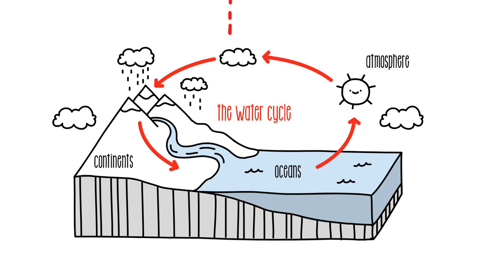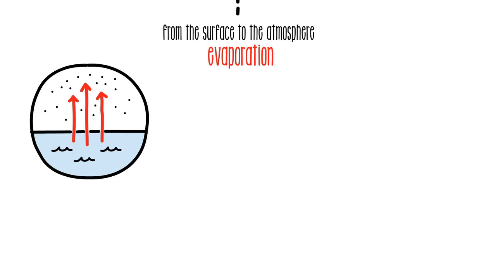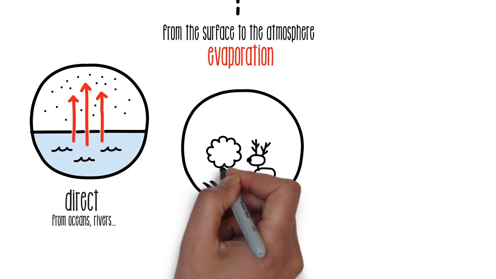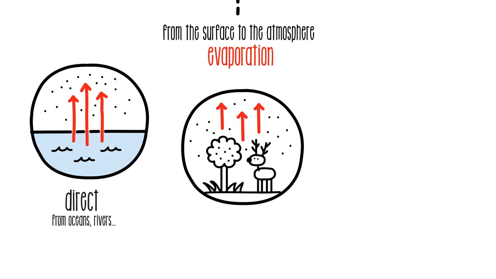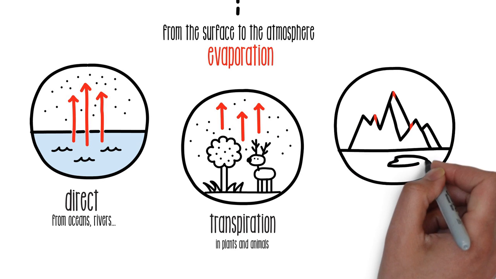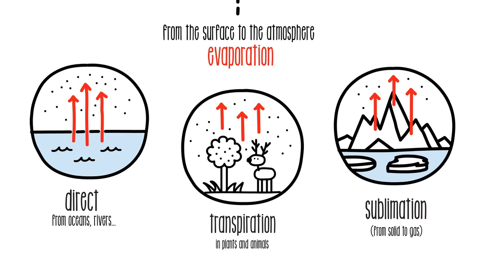It goes from the Earth's surface and enters the atmosphere as vapor and comes back to land as liquid and solid. From the surface up to the atmosphere, this happens in the form of water vapor through evaporation, directly from oceans, rivers, plants and animals' transpiration, and through sublimation, which is the transition from solid to gas without going through liquid that takes place on the glaciers' frozen surfaces.